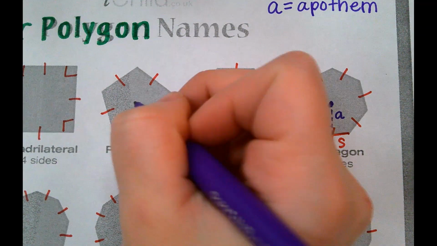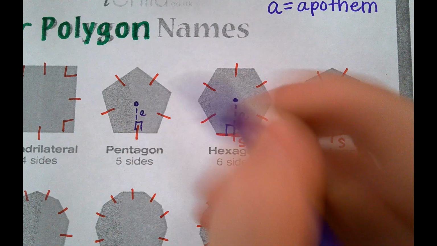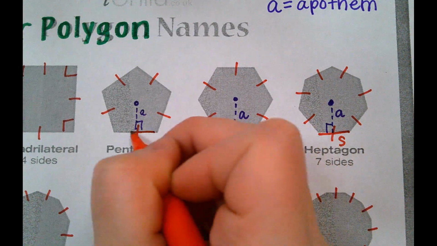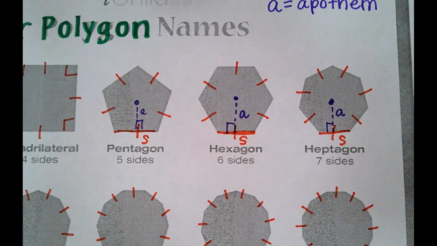Do that on any of these. Dot in the center. That's my apothem. That's my side length. Works for every single shape.